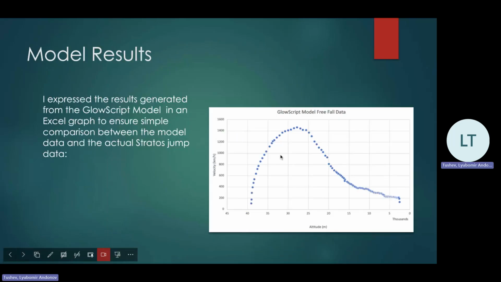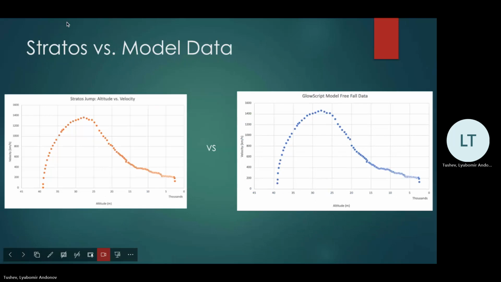Here are the GlowScript model results. I put them in an Excel graph just to ensure an easier comparison with the Stratos data. As can be observed here, the models look very similar but don't match each other perfectly. The GlowScript generated model has a higher peak just because I did not account for the higher air density at lower altitudes in the GlowScript model, and I used an average weighted air density for the model, which is not an accurate representation of how air density changes throughout the free fall.